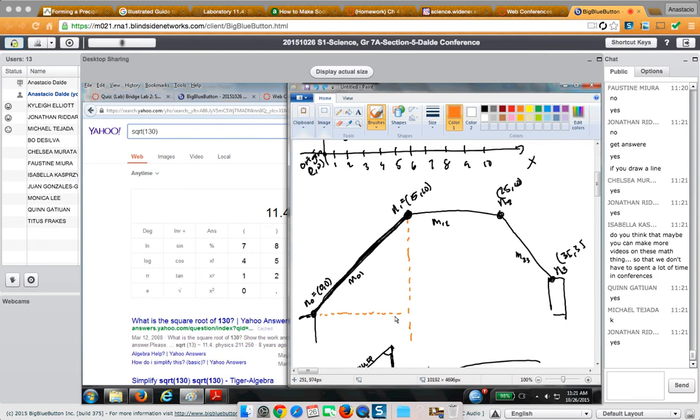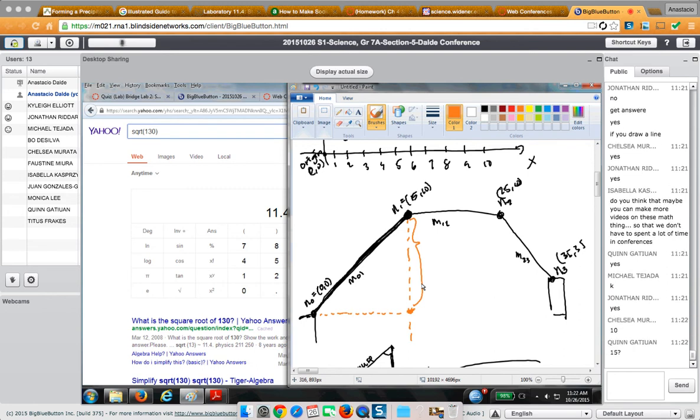All right. Now, based on these coordinates, what is this length over here? It's the vertical one. How high is it from here to here? Throw out the number, please. Chelsea says 10. Quinn says 15. All right, round one, fight. Who's right? Is it 10 or 15?